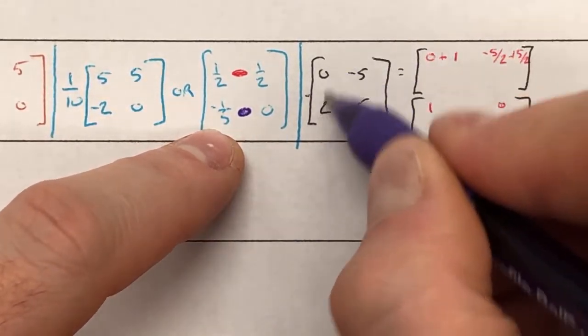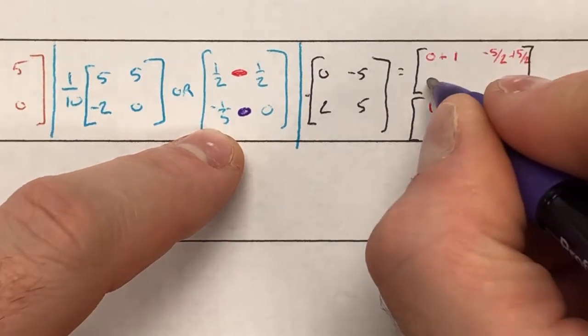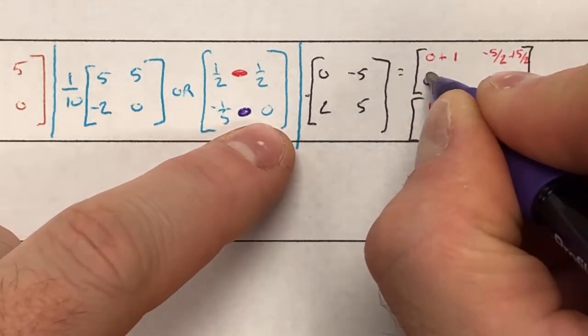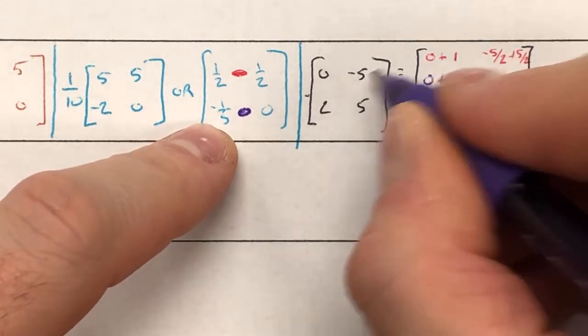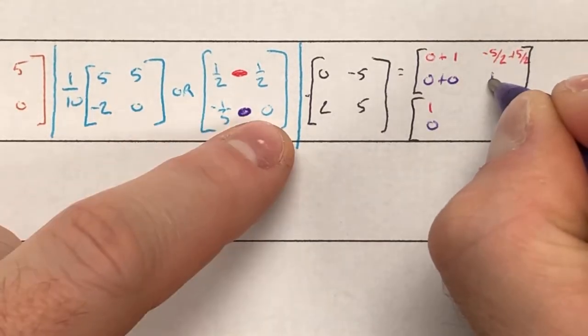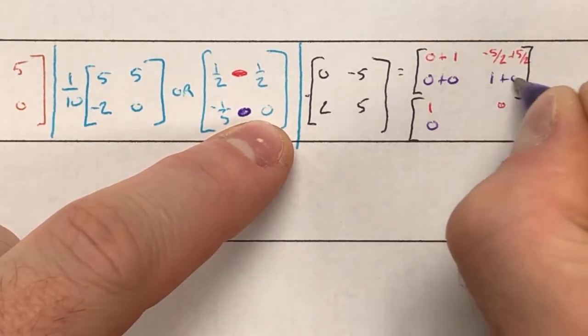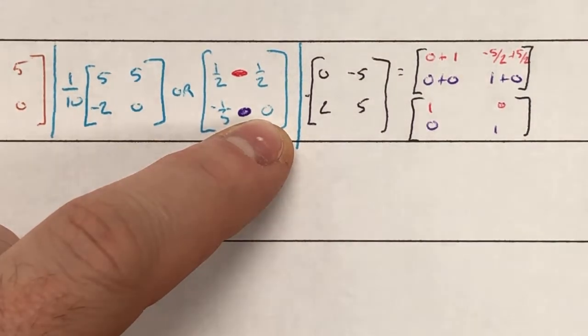Second row, first column, 1/5 of 0 is 0. 0 of 2 is 0. -1/5 of -5 is 1. 0 times +5 is 0. So it checks out.